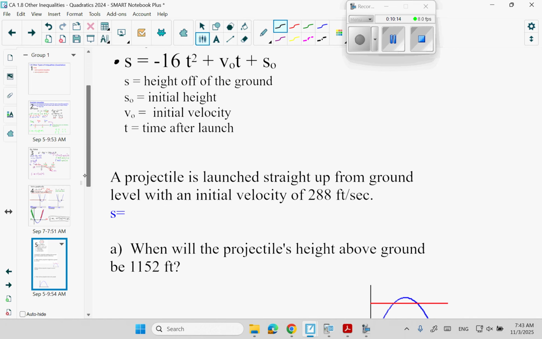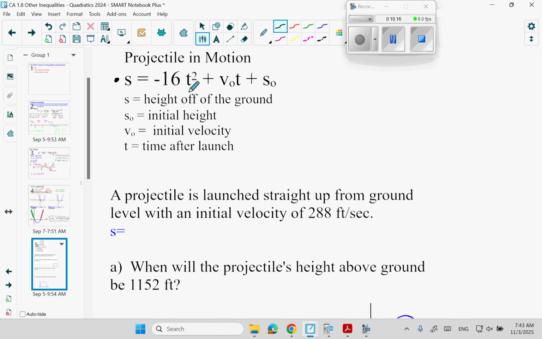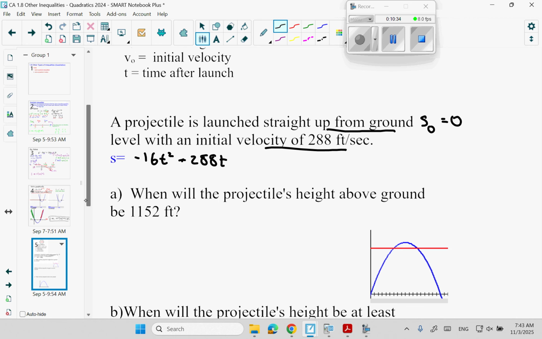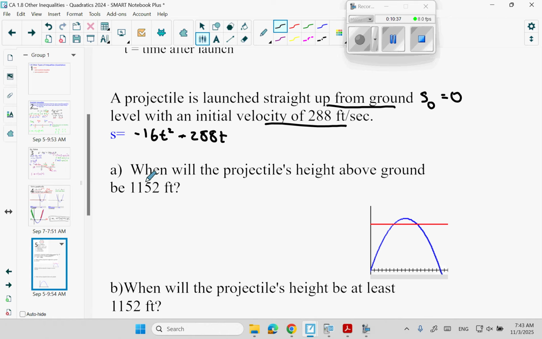Okay. So the negative 16 is representative of gravity, so that's always there. So S equals negative 16 t squared. Initial velocity of 288, so plus 288 t. And straight up from the ground, so S sub 0 would be 0. I start with 0 feet off the ground. When will the projectile's height above the ground be at 1152?